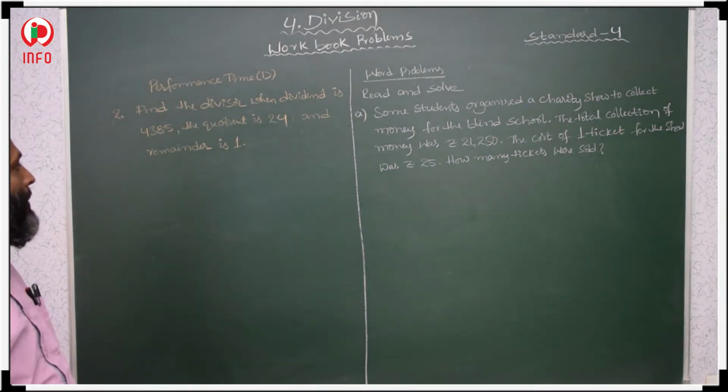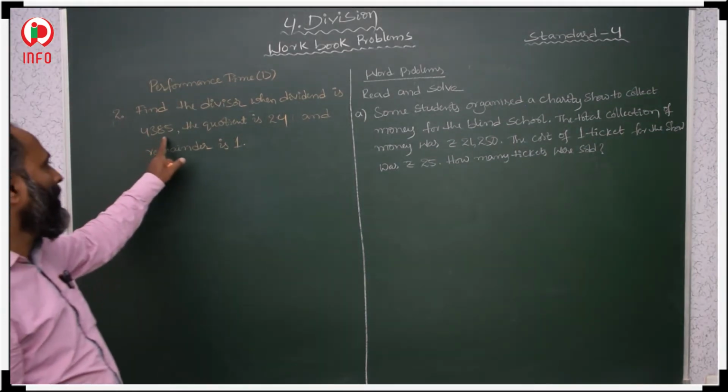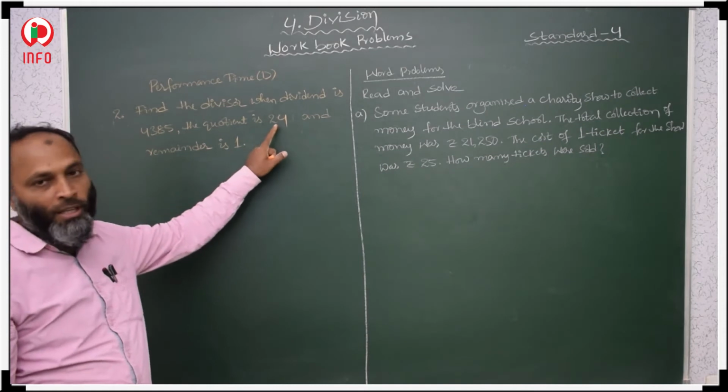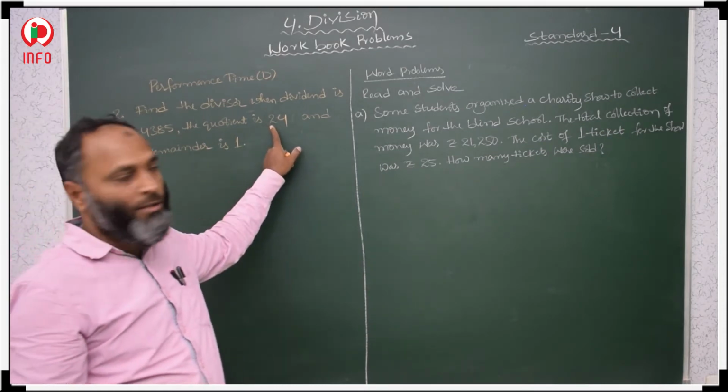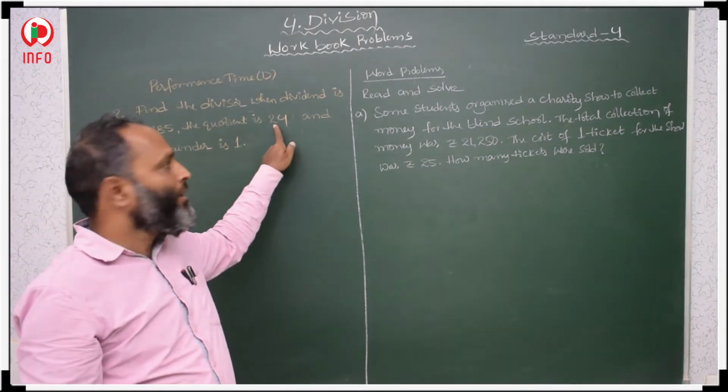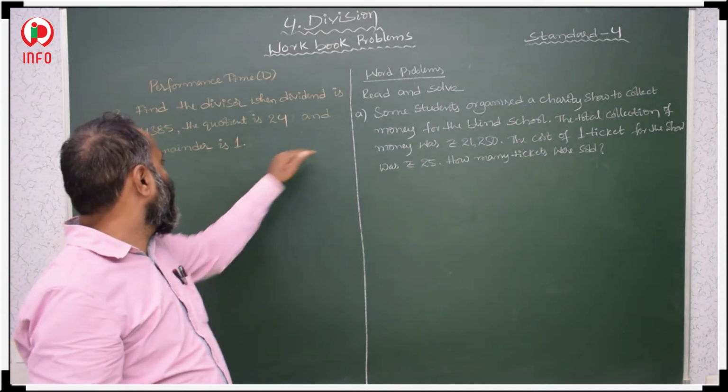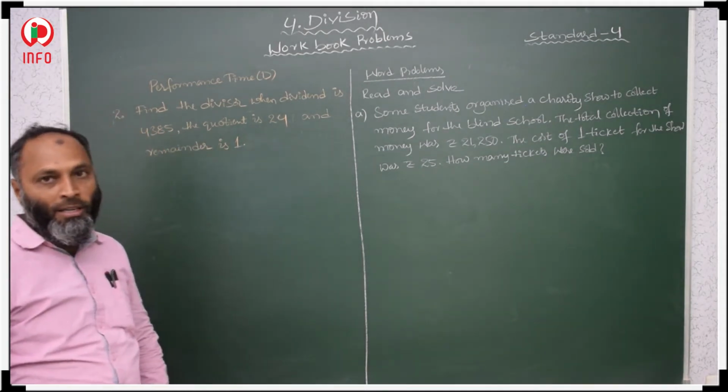Find the divisor when the dividend is 4385 and the quotient is 24. Here 274 is there in your textbook, just make it 24. And the remainder is 1.